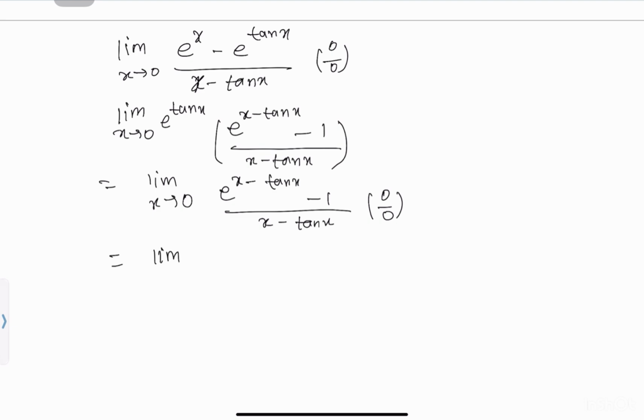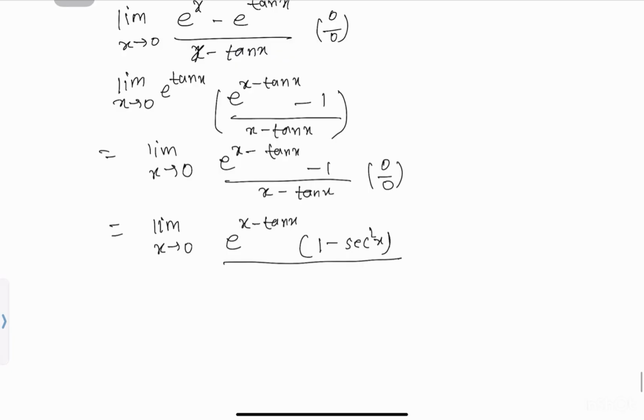So limit x tending to 0, the derivative of e^(x minus tan x) gives e^(x minus tan x) times (1 minus secant square x), and the denominator derivative is also 1 minus secant square x. Clear? Because this is 0 by 0 form, this should be cancelled. Apply here, this is equal to 1, so the answer is 1. Clear?